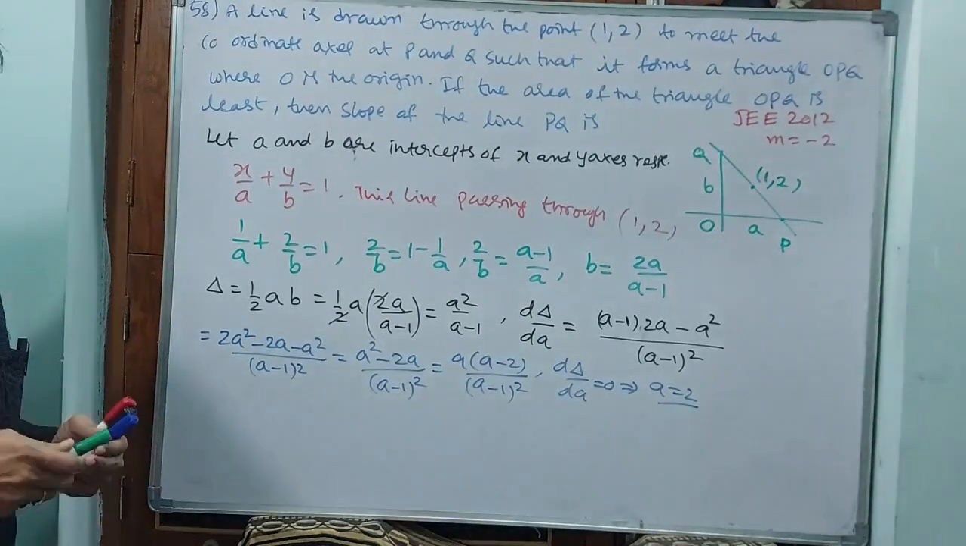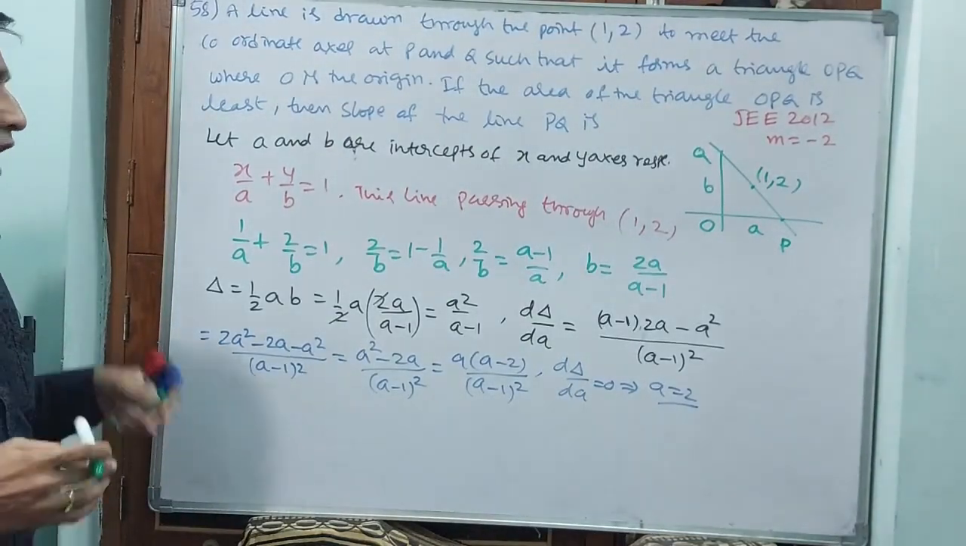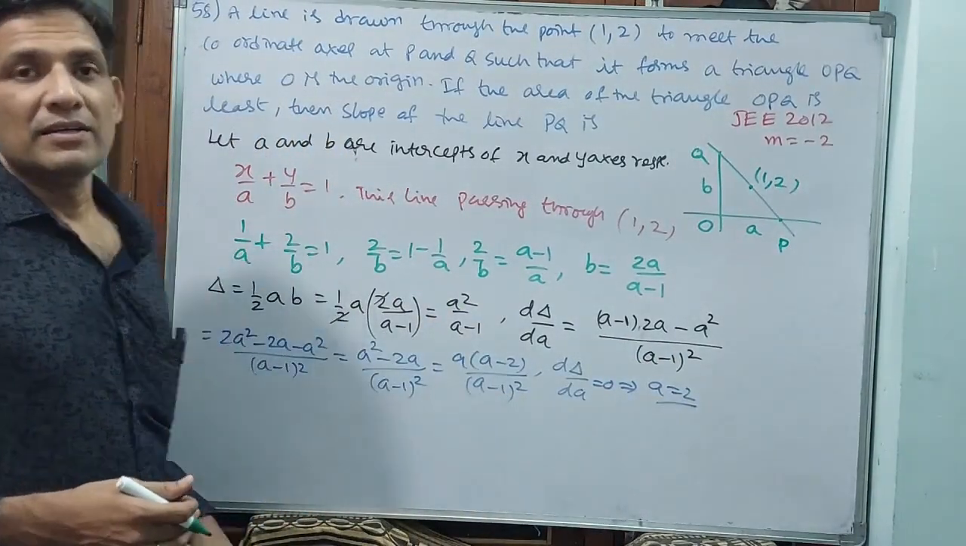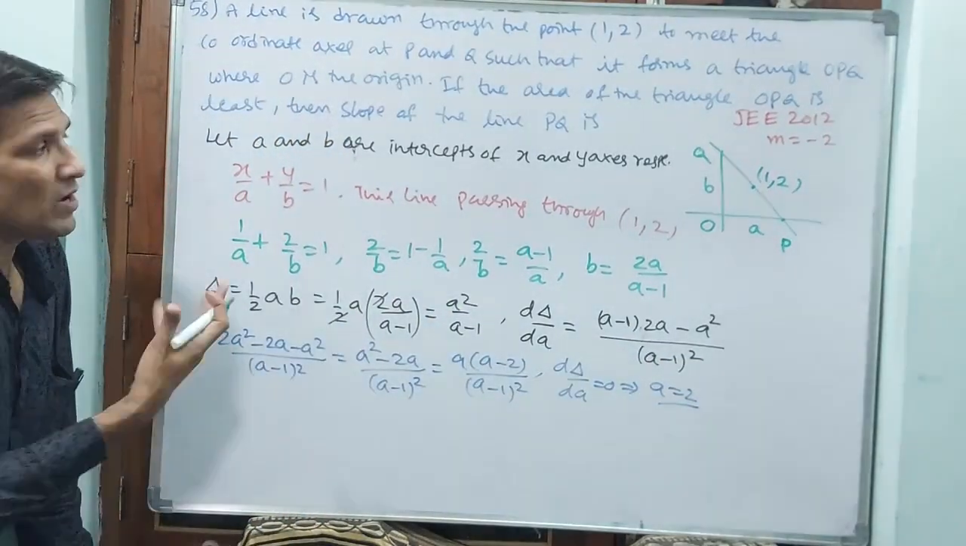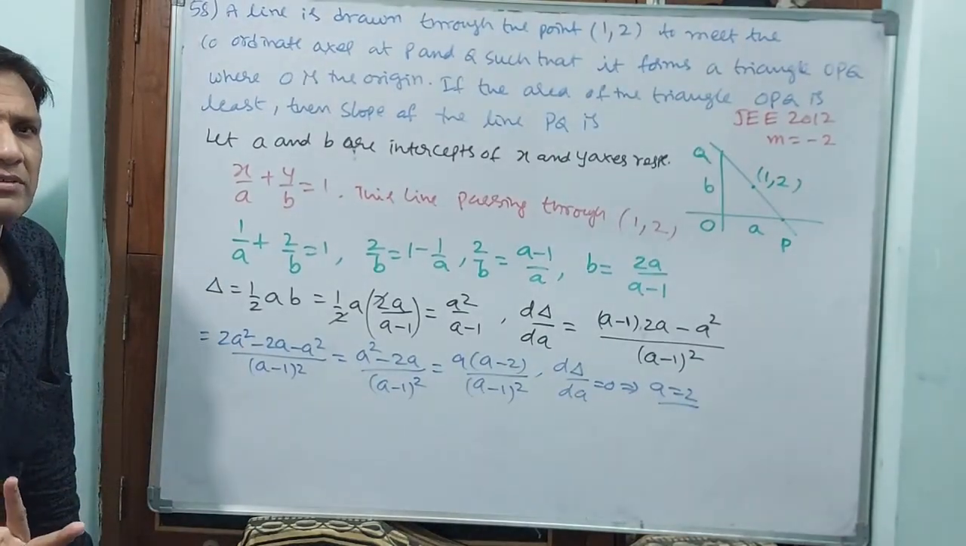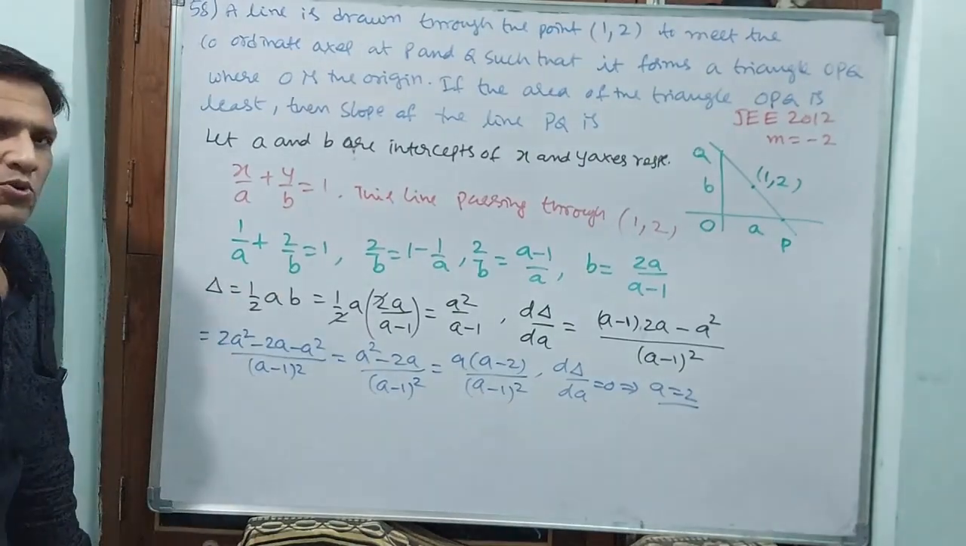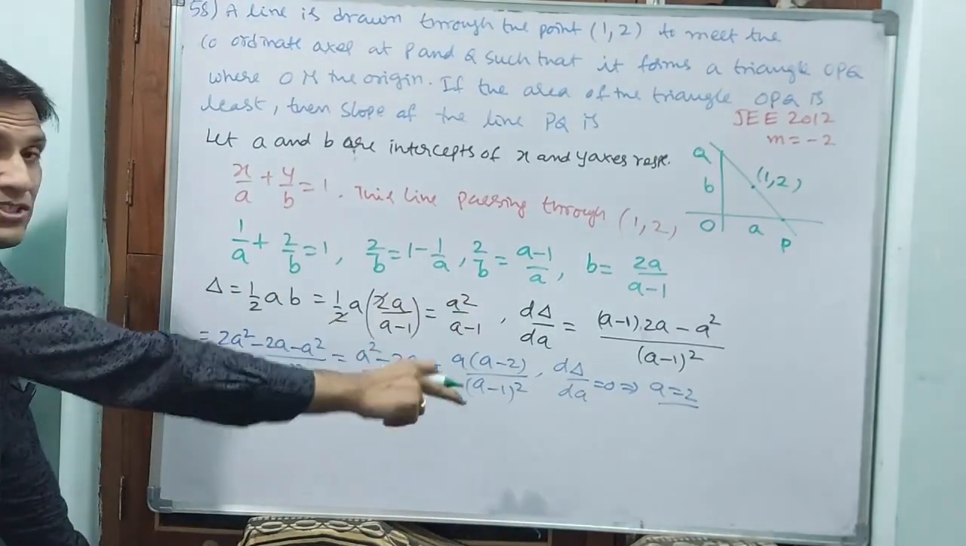Okay, now what do we have to do? How do you know this area is minimum? Like a double derivative test you have to do, but we are not doing it. Why? Because why do we require the answer? If they mention that, then we go, or else we don't go. This is the logic.